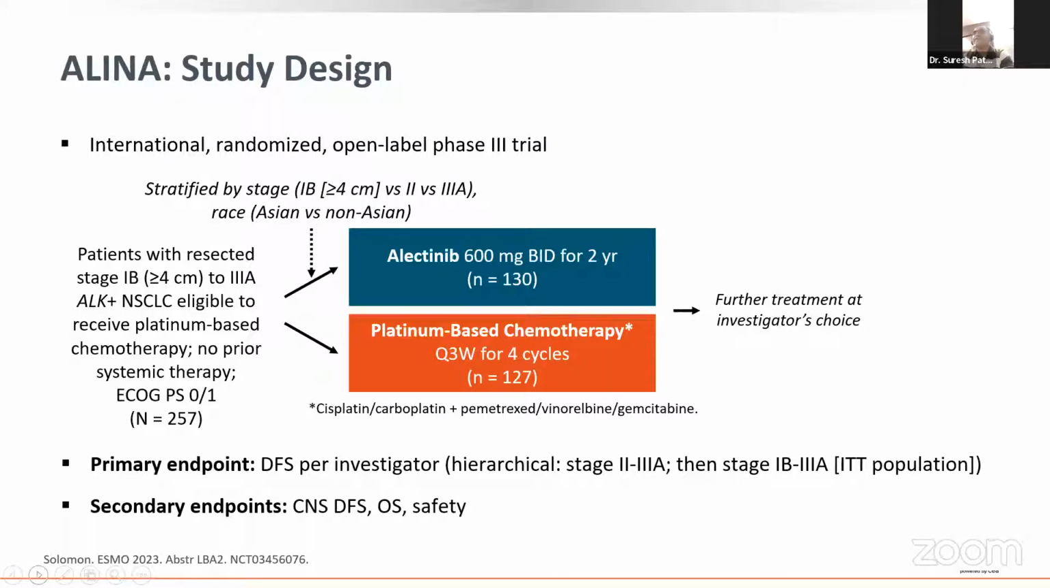So when we look at the study design, it was a phase 3 trial in which patients with resected stage 1B to stage 3A ALK positive NSCLC were included, who were eligible for platinum-based chemotherapy with no history of prior systemic therapy. All patients had a good performance status of ECOG PS 0 to 1. One arm received alectinib at the dose of 600 mg BD for 2 years, and the other arm received platinum-based chemotherapy, which was every 3 weekly for 4 cycles.